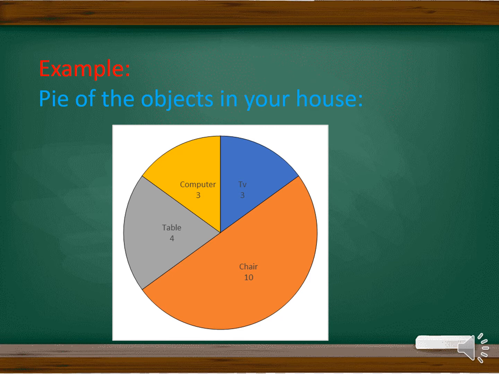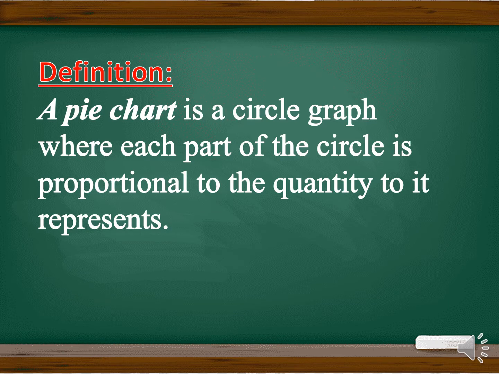Okay, this example I give to you is about objects in your house. We have 3 computers, 3 TVs, 10 chairs, and 4 tables. We can list like our picture. Okay, when you know about it, what is the pie chart that I showed a picture of for you already?